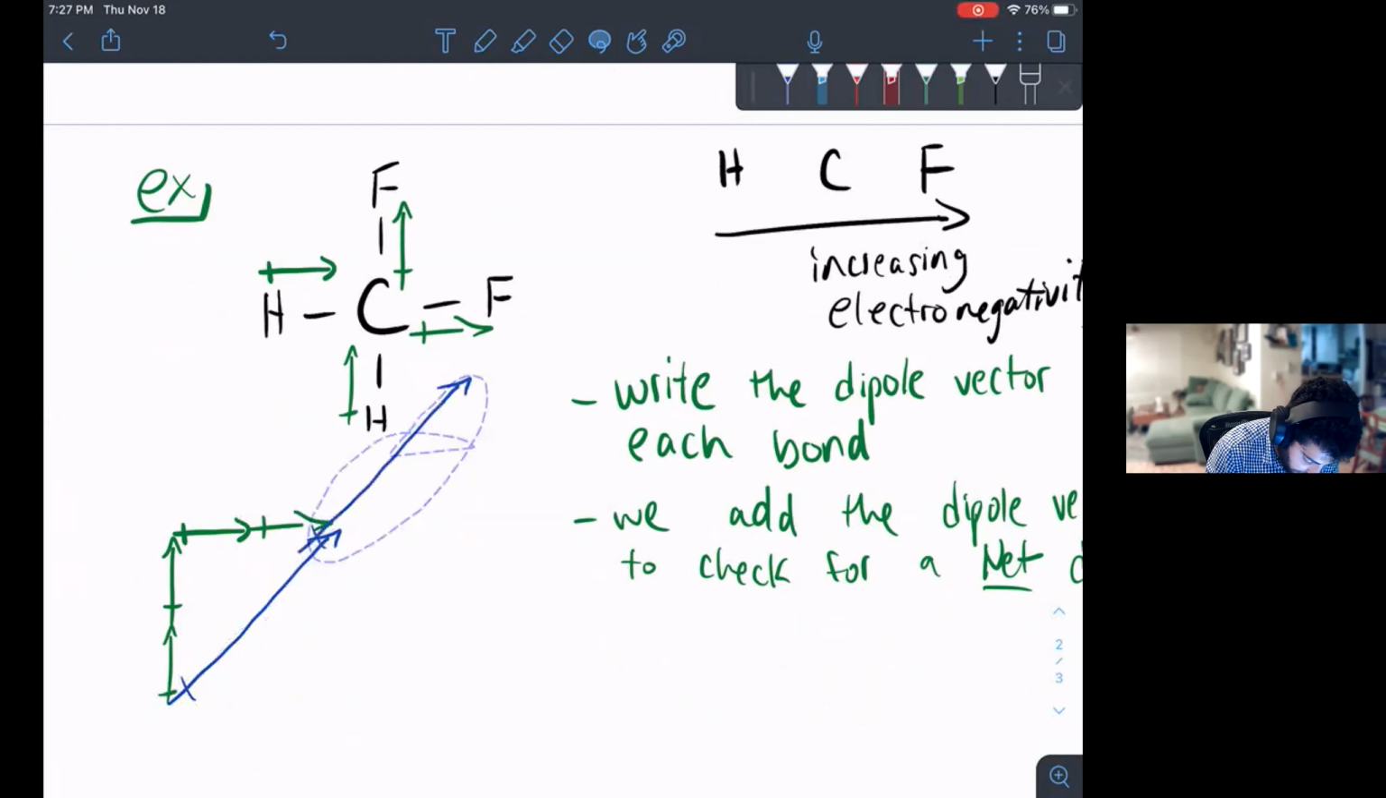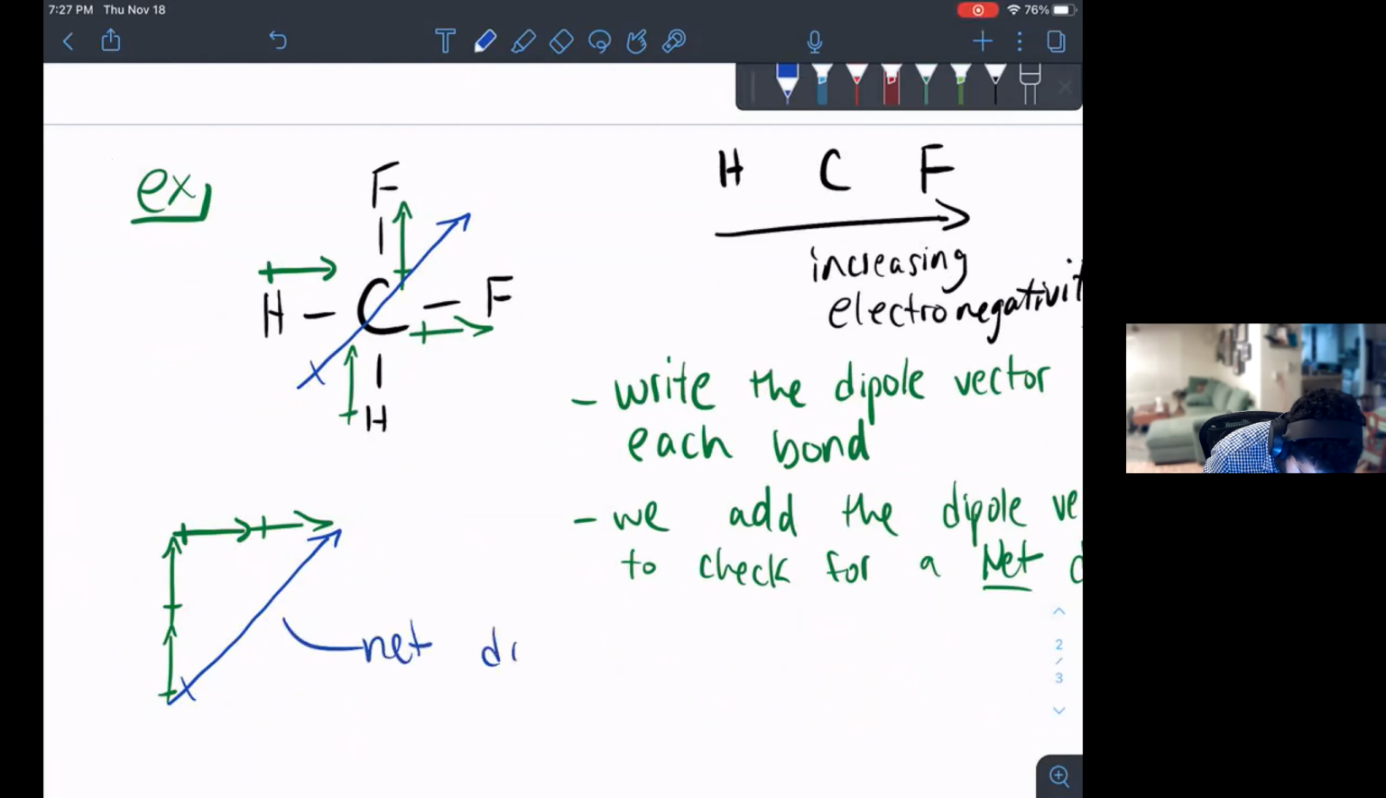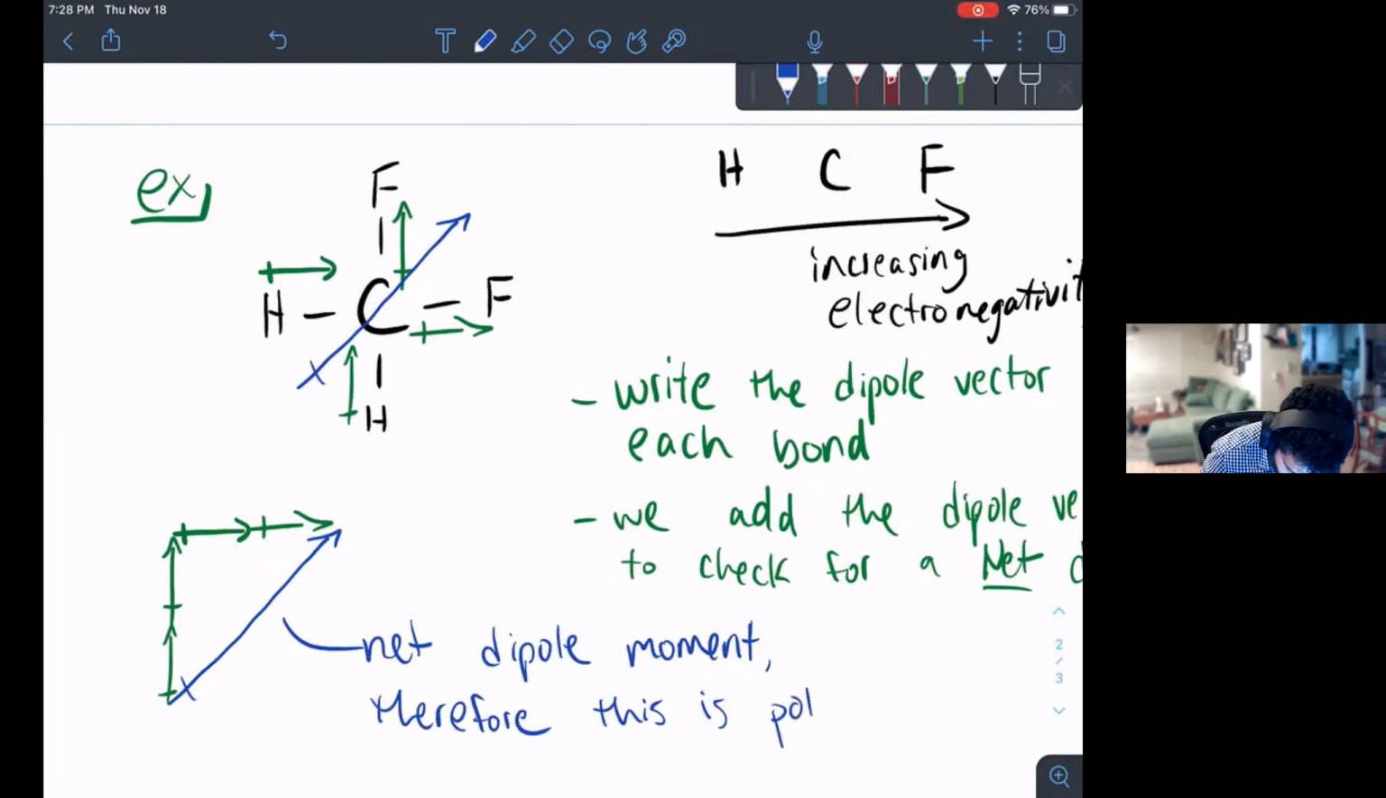So I'm going to duplicate this. And we see we have a net dipole moment. Therefore, this is polar. All right, so pretty easy to see how we can figure out whether something is polar or non-polar.